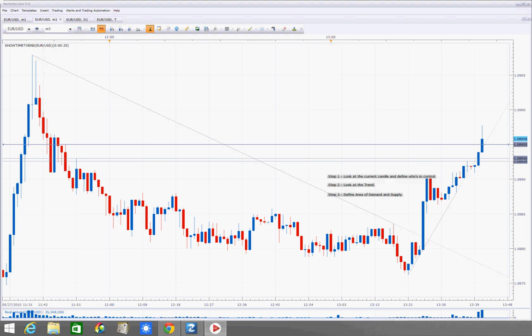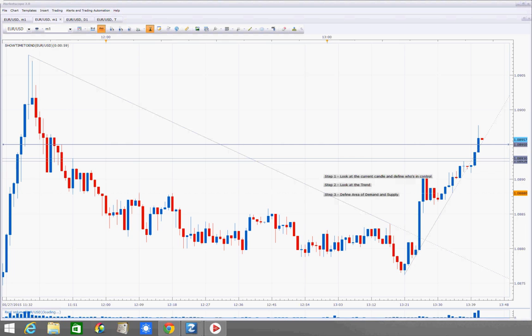Alright, let's go through this in terms of the scenario. One, depending on where we're at, looking at who's in control during the time. Two, looking at the trend, everybody stated it was an uptrend. And step 3, defining the area of demand or supply. Price was currently at a level of supply. Okay, so here we go. Defining your current candles, you had a lot of uncertainty, a lot of spinning tops, a lot of dojis.